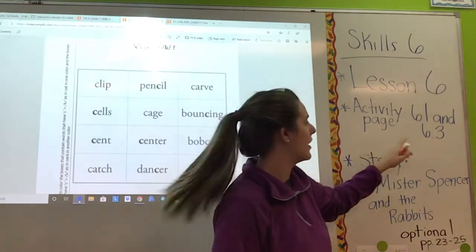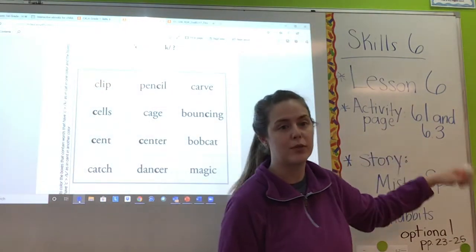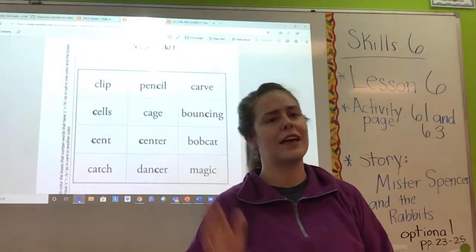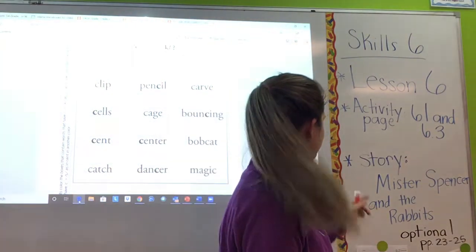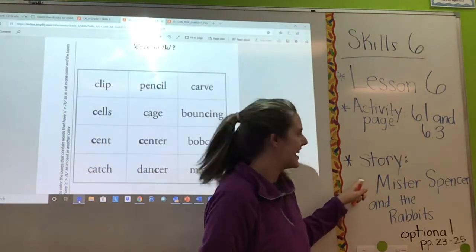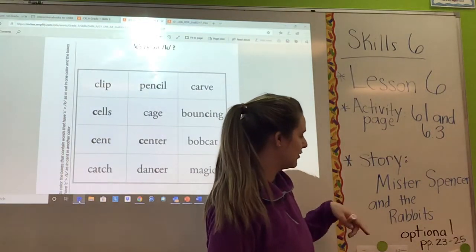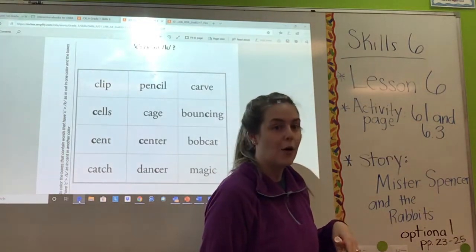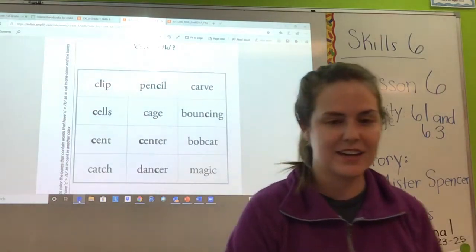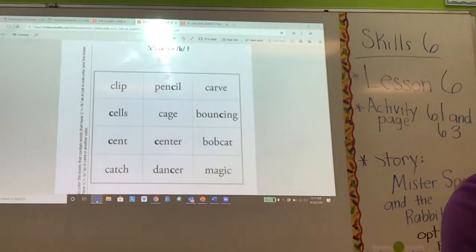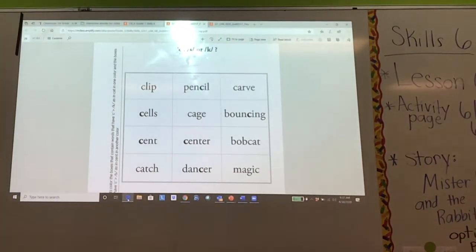Activity pages today are 6.1 and 6.3. We're skipping 6.2. Say, no way, Jose, 6.2. Thank you, Miss Wright. And then our story today is Mr. Spencer and the Rabbits. Oh my goodness, it's going to be very fun. But until then, we are going to be organizing some C sounds.